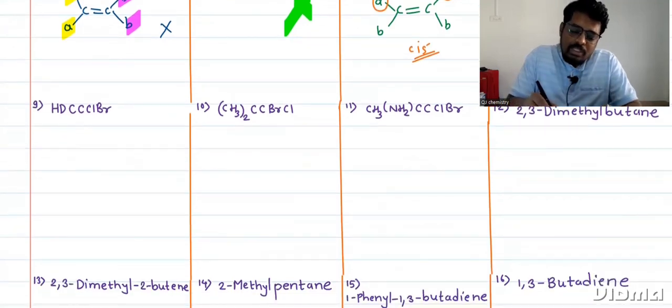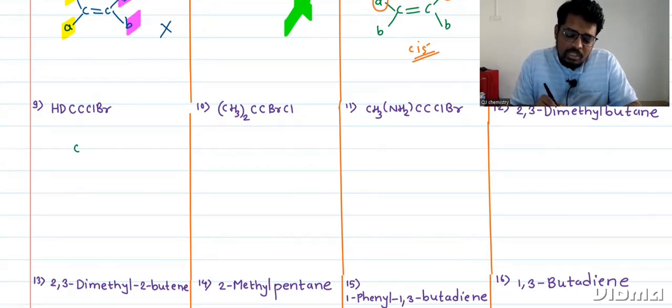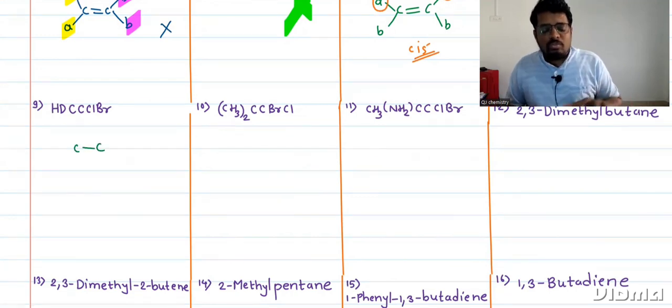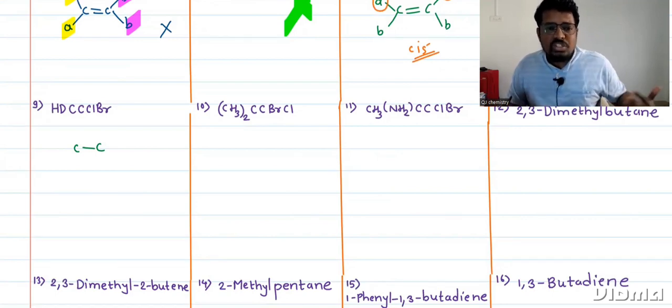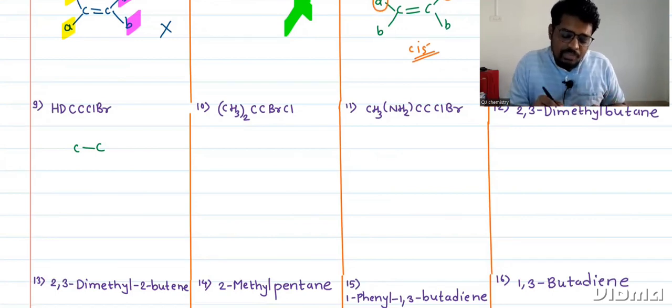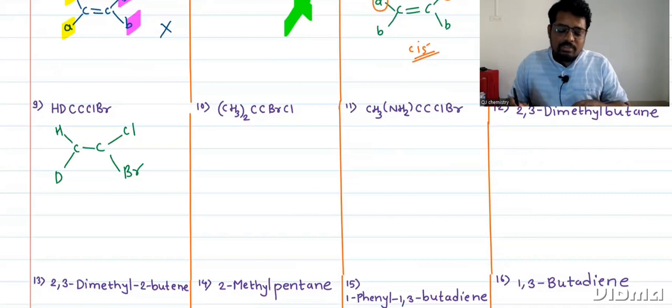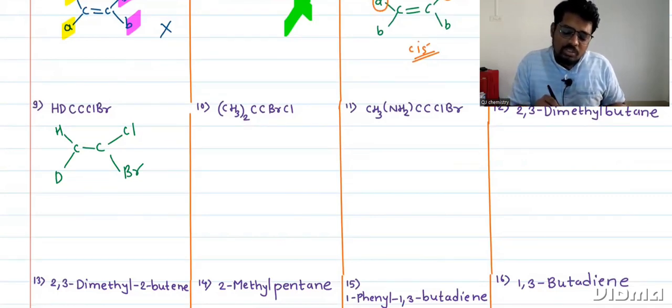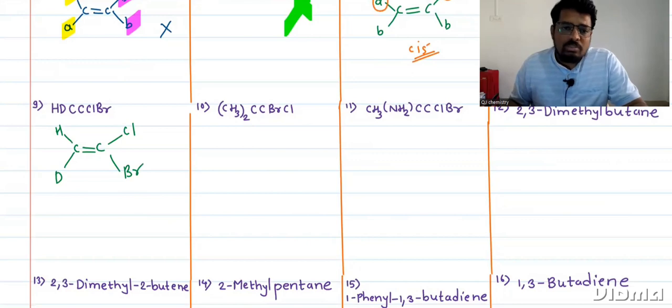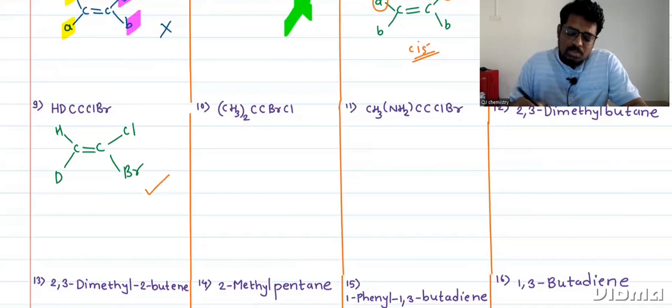Next example. In the next example, here also the condensed form is given. You have to expand this; we have to write the complete structural formula for this condensed form. So I'm writing first a single carbon-carbon bond, then one hydrogen and deuterium, and at the other terminal, one chlorine and bromine are attached. And the valency here, 3 bonds are there. We have to make it 4. Let us add one pi bond across the carbon-carbon bond, right? Between carbon-carbon. So yes, this compound also shows geometrical isomers because different groups are attached.